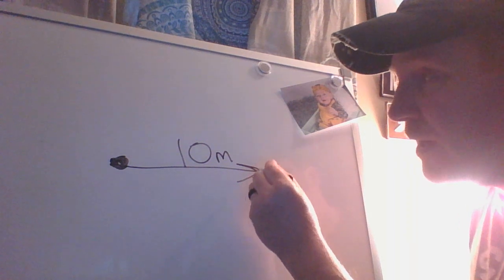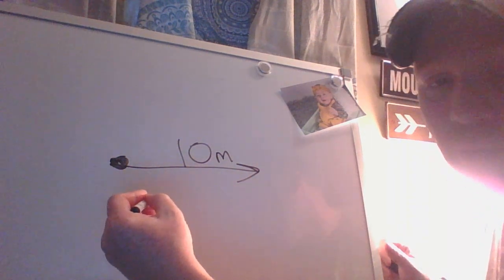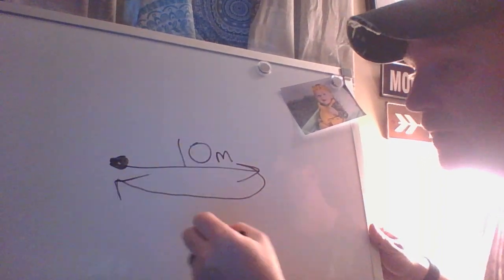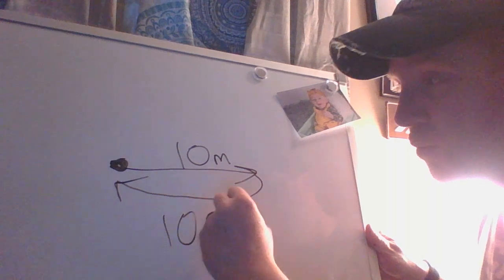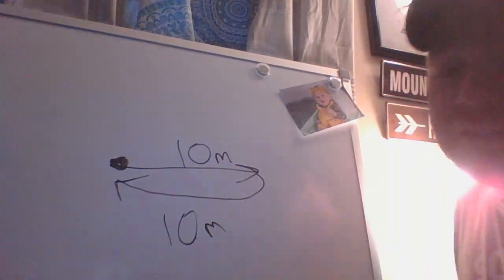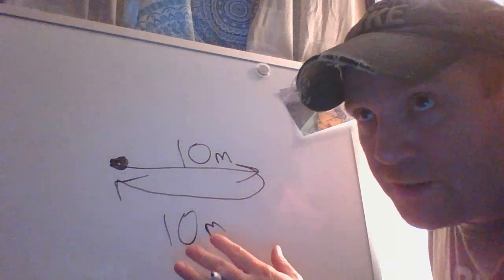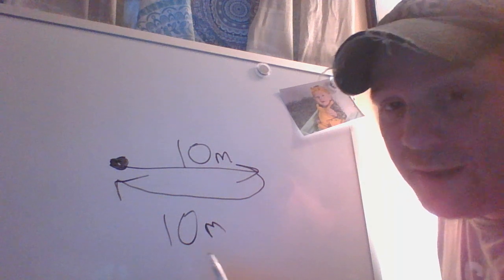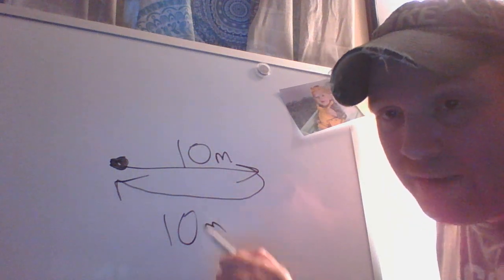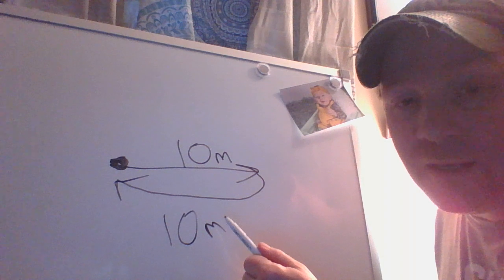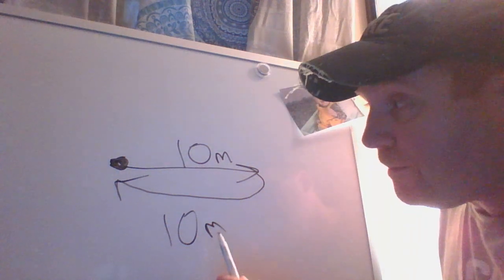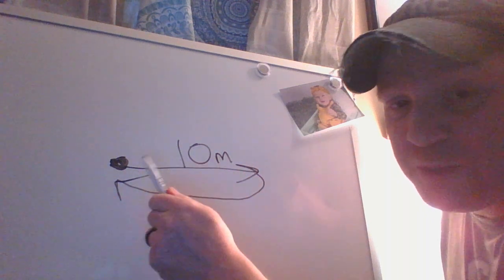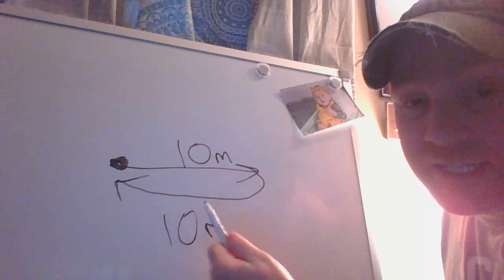But what if this object wants to go back in the other direction, the way that it came from? If it goes back 10 meters to its original location, then you can say that the total, listen to these words, total displacement is 0. It's back to its original spot. However, the total distance traveled, you add them up, that's 20 meters. So there's a difference between displacement, how far away the object is from its original spot, and the entire distance that it traveled.